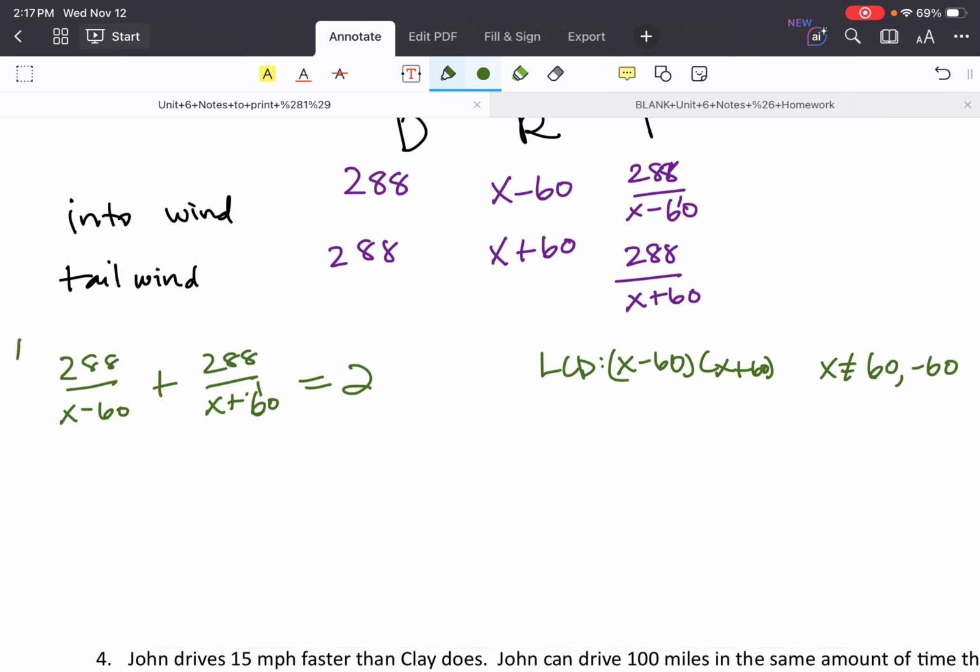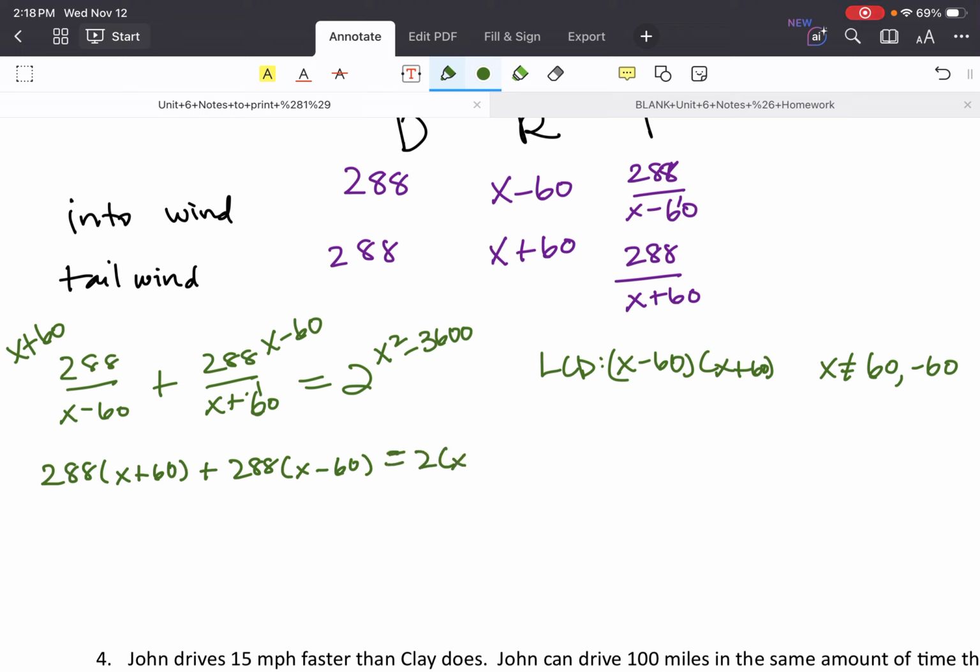And when we multiply, we'll multiply the first fraction by x plus 60. We'll multiply the second fraction by x minus 60. And again, we have a difference of squares. So we're going to multiply the 2 by x squared minus 3,600. This is 60 times 60, which is 3,600. So we will have, oh, I got to put the 288 first. We have 288 times x plus 60, and I'm going to add 288 times x minus 60. And then that is equal to 2 times x squared minus 3,600.